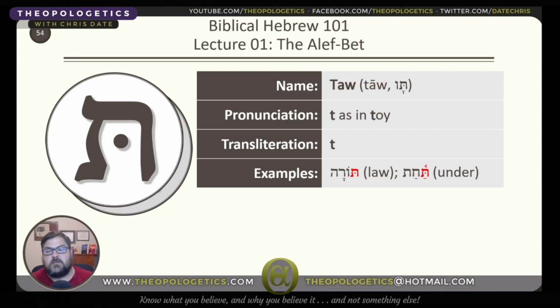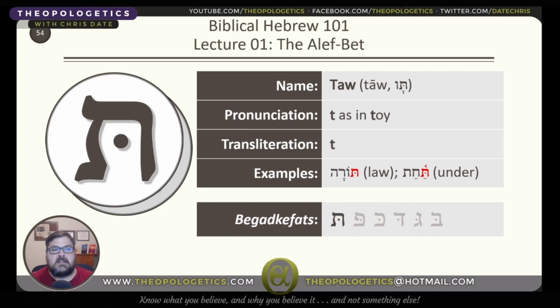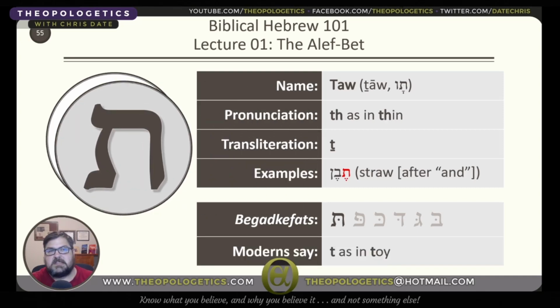So Torah is one word, and another word that starts with tav with a dagesh lene includes tachat, meaning under or below. This is the last consonant in our list of Begad Kafat consonants, and this is one of those consonants that in modern speaking is not pronounced any differently than when it does have a dagesh. Although many grammars will tell you that it's pronounced like th in thin.